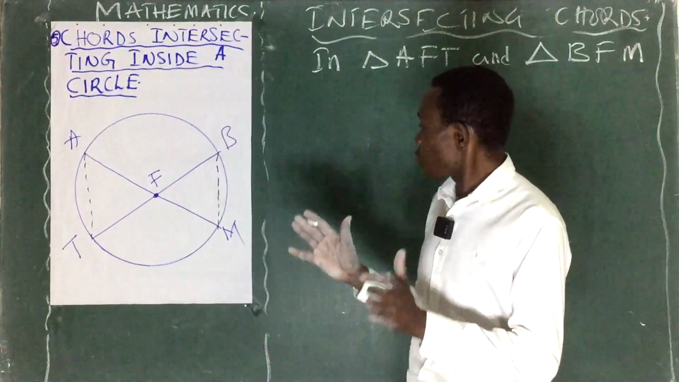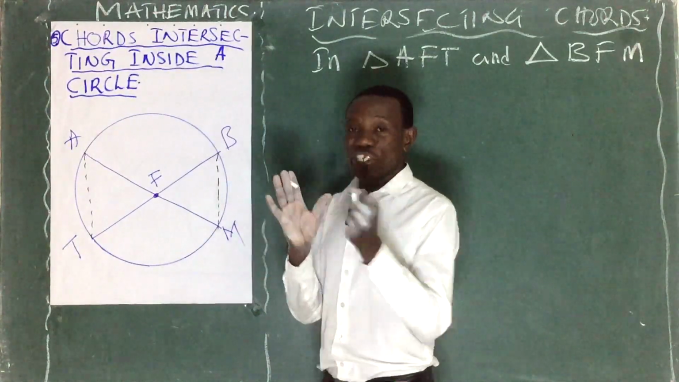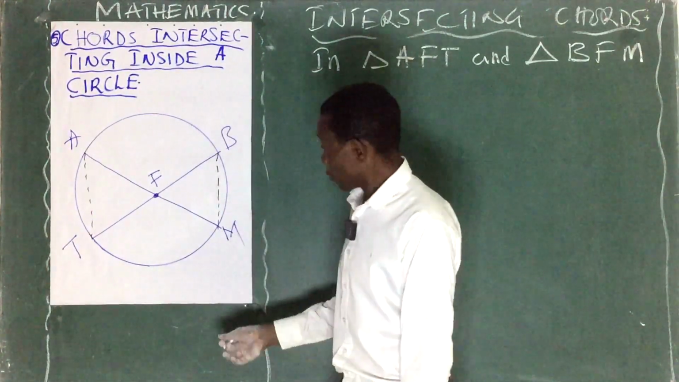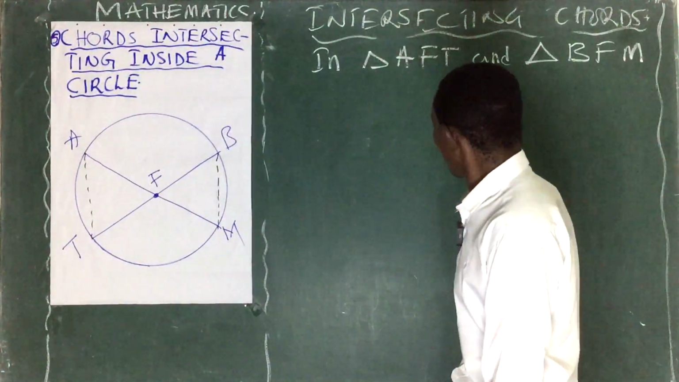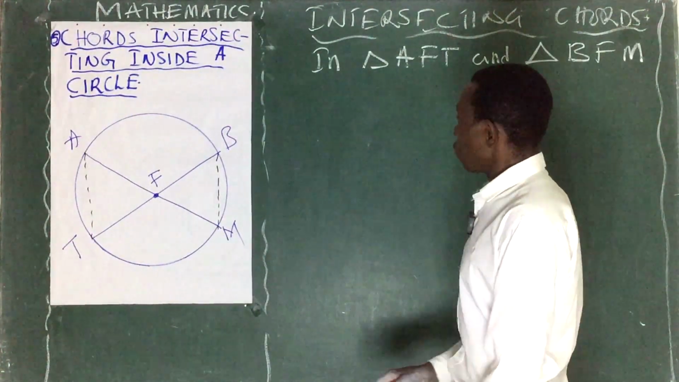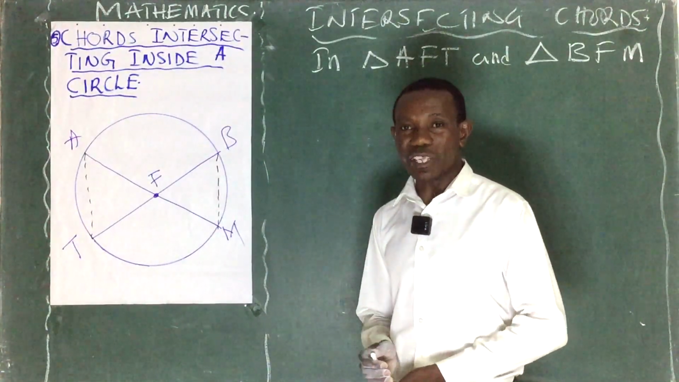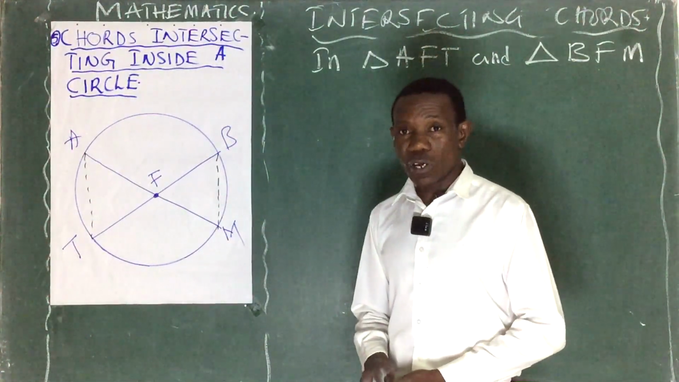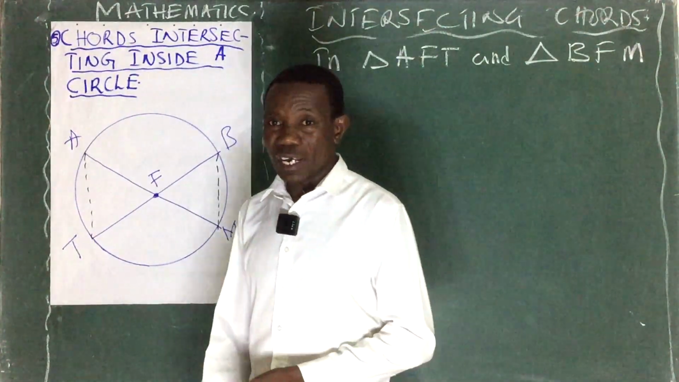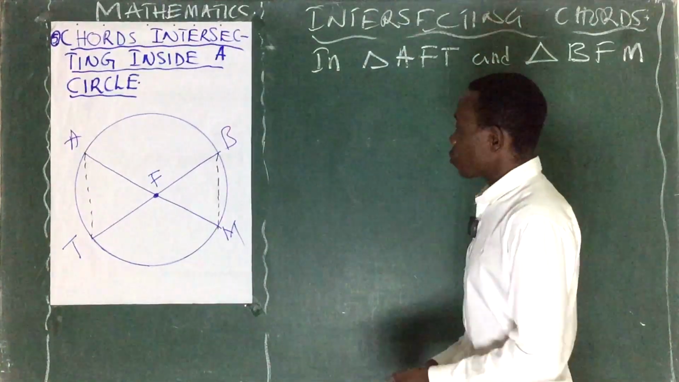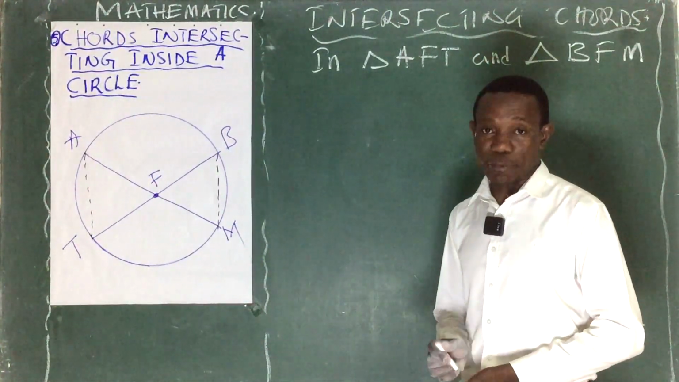So this is the result which will give us an idea about the two chords which are intersecting inside the circle. If you'd like to show that two triangles are similar, there are many conditions that can be satisfied. One of them is the equiangular test: if the three corresponding angles in the two triangles are equal, then the two triangles are similar.